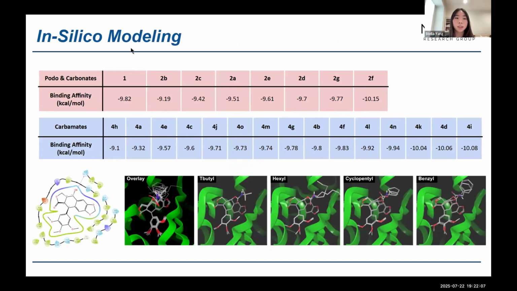And finally, we conducted computational modeling. So through the software called Schrödinger Maestro, we're able to dock our compounds to the tubulin protein, and it's able to calculate the binding affinity. Similar to what we saw with the ester analogs, there wasn't really a clear trend between the bulk at the C4 position of these carbonate and carbamate analogs and their binding affinities.